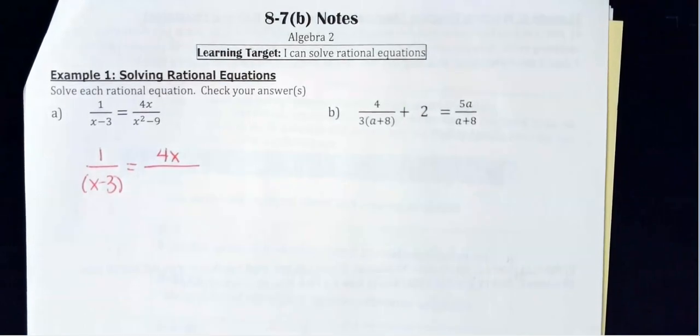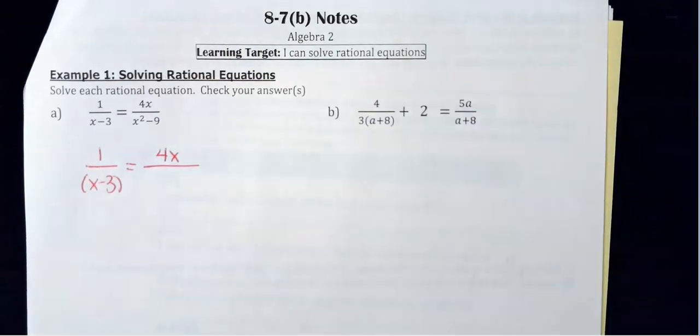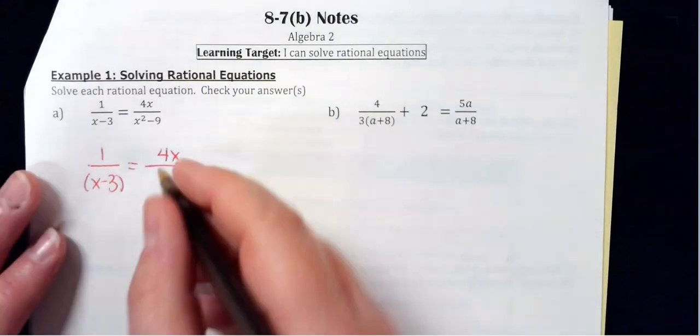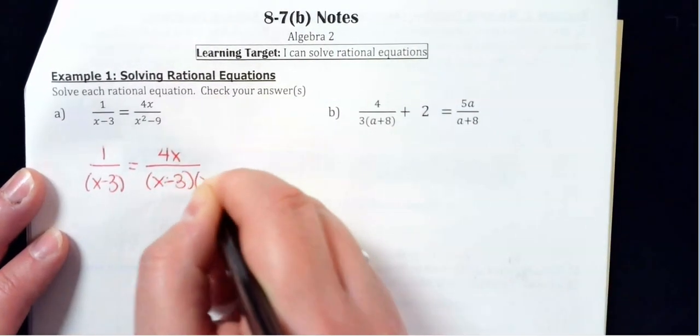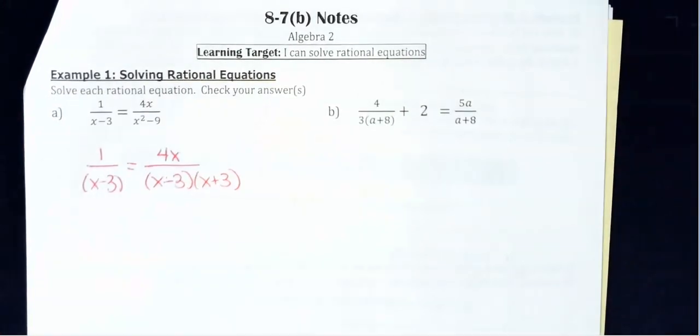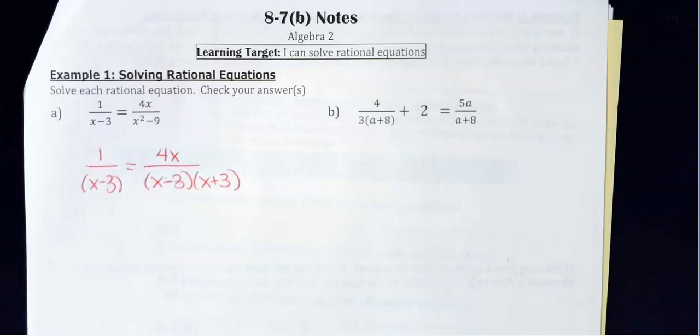Can anybody think about how to factor x squared minus 9? Like two sets of parentheses, what would it look like? It's a difference of squares. So multiply to get negative 9, add to get 0. One would be x minus 3, one would be x plus 3. Okay, now do you guys see those denominators are actually similar? They're not exactly the same, but they're similar.